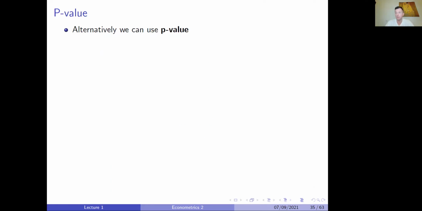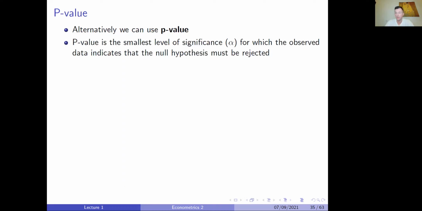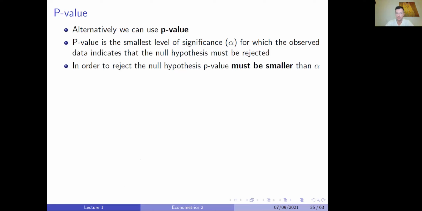Alternatively, we can use the p-value instead of the t-value, and this is even simpler. So the p-value is the smallest level of significance for which the observed data indicates that the null hypothesis must be rejected. So the smaller the p-value is, the better for us, because it must be less than alpha. It must be less than 5%. In order to reject the null hypothesis, the p-value must be smaller than alpha.